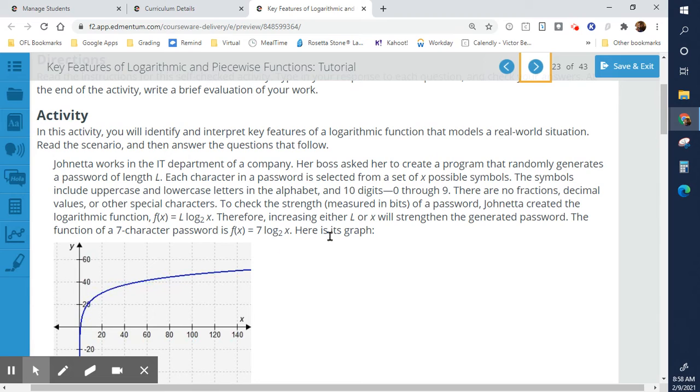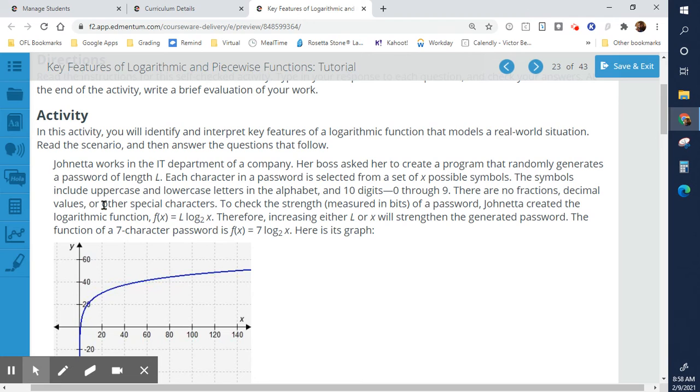So let's get into an actual math problem. So I'm back in my element. All right. So we're looking at this activity here. Janet works at an IT company. Her boss asked her to create a program that randomly generates a password of length L. So L is how many characters are in this password. Each character in the password is selected from X possible symbols.